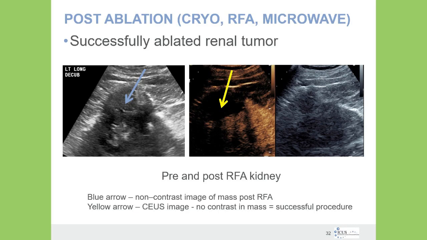On the contrast enhanced image, the yellow arrow shows that there is no flow to this mass, so the ablation procedure was effective. We can use contrast injection with ultrasound at the time of the ablation to confirm a successful procedure before the patient even leaves the interventional radiology suite or the ultrasound department. We can then follow these patients at intervals to confirm that there is no new tumor vessel growth.